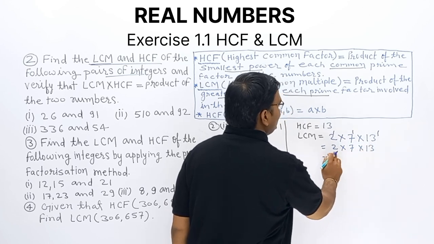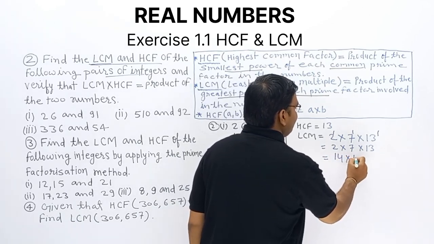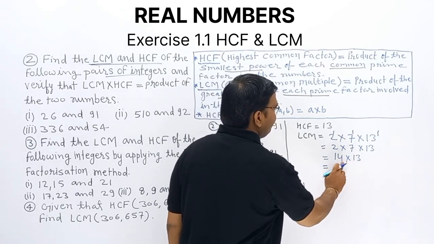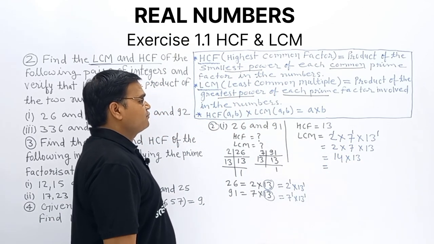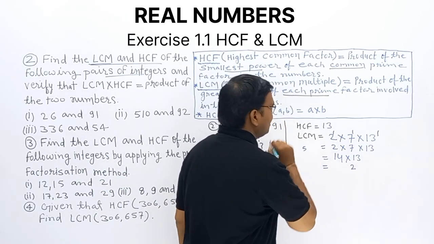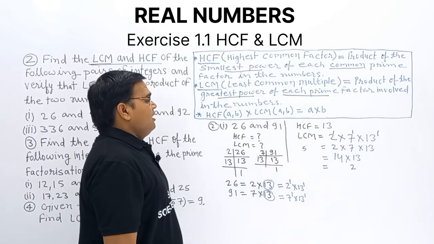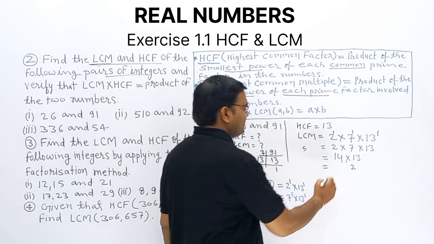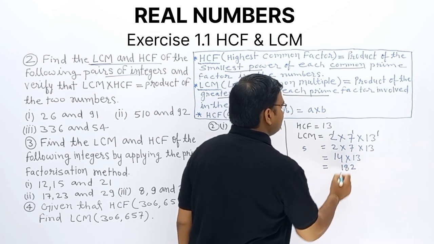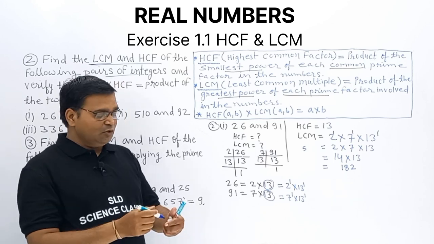We will multiply 7 twos are 14, and 14 into 13, the product will be the result. So what will be the product? 13 fours are 52, 2, 5 is remaining. 13 ones are 13, and 13 plus 5 is 18. 182. So what will be the LCM? 182. Observe what I am doing there.